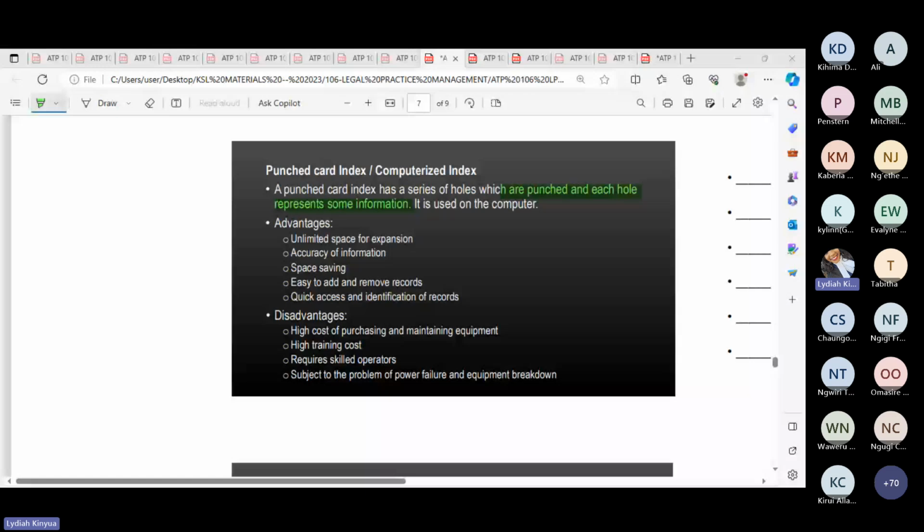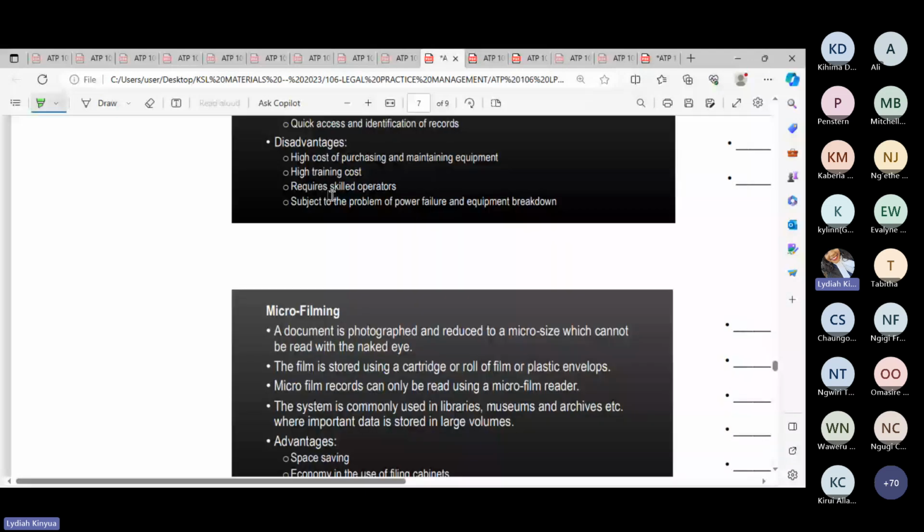It actually goes a long way in retaining content. So that's a computerized index, usually used in a computer. That's the easiest way to remember. It allows room for expansion. It is accurate, space saving because it's a computer, and easy to add more detail.